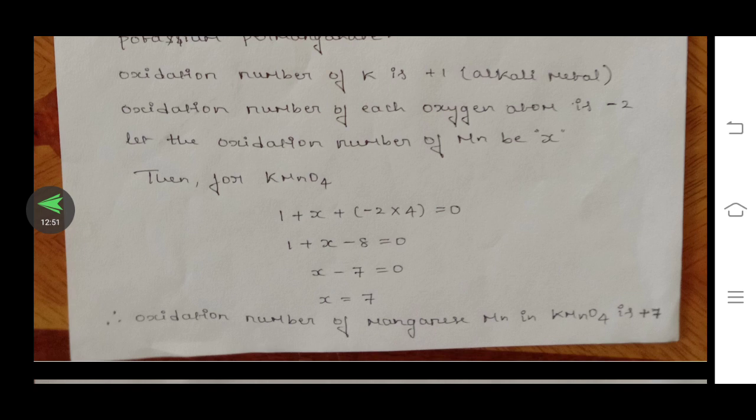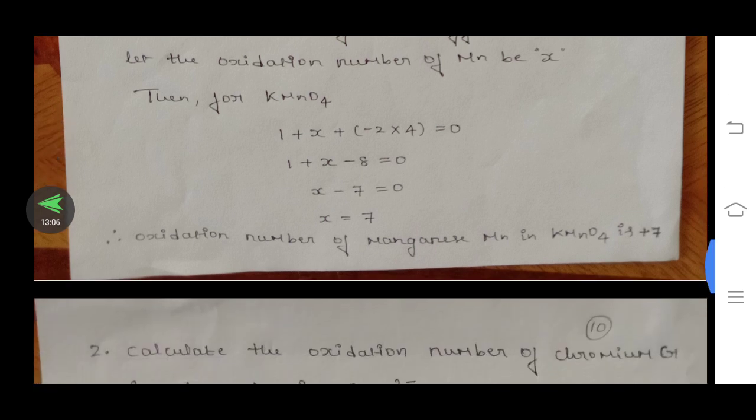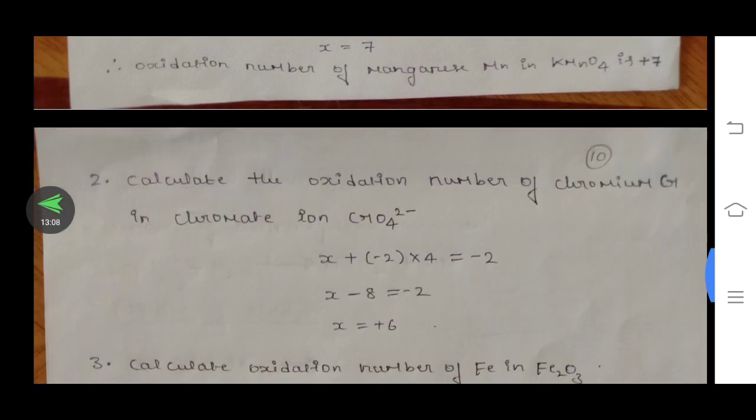Now 1 plus x minus 8 equal to 0. x minus 7 equal to 0. So x is equal to +7. Therefore the oxidation number of manganese, Mn, in KMnO4 is +7. Like this I have to calculate the oxidation number.